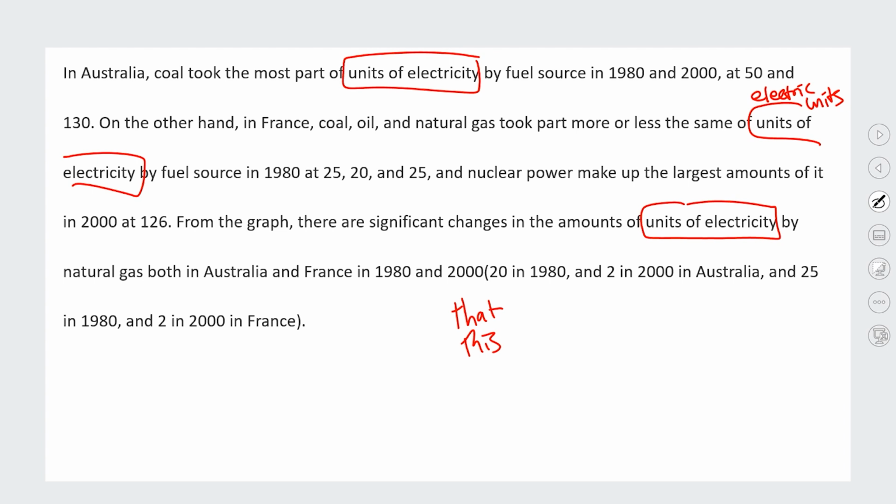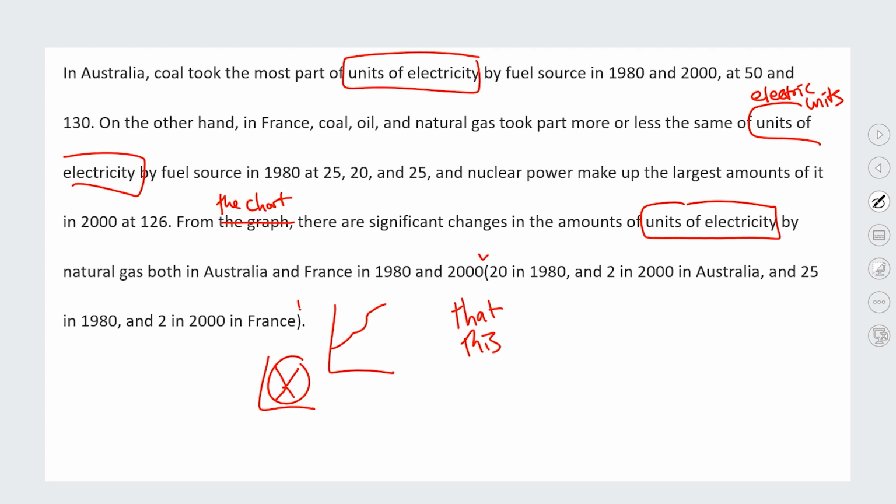So we've got here, "from the graph" (not a graph, from the chart). We all know the difference between a chart and a graph. A graph goes like that, and a chart is like a pie chart, okay? So it's not a graph, it's a chart. "From the chart, there are significant changes in the amounts of units of electricity by natural gas both in Australia and France in 1980," okay? And then they've given us some detail here, okay?